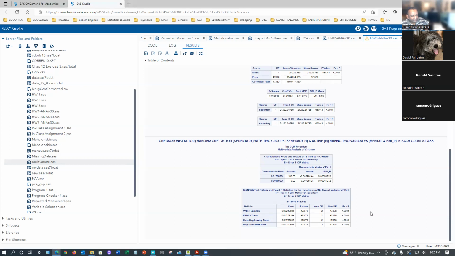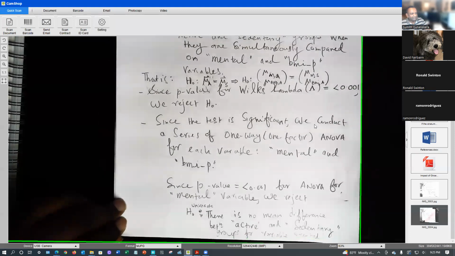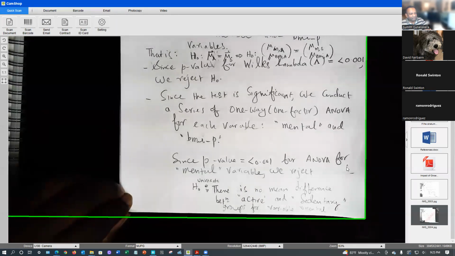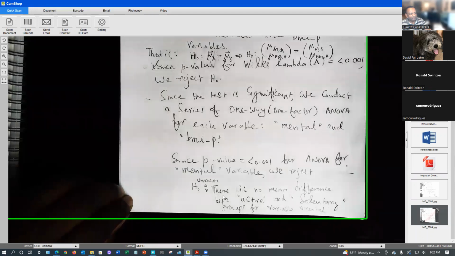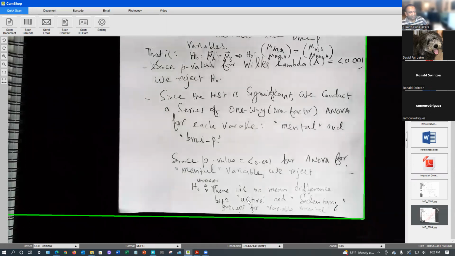Okay, then we did this one in our discussion. Since the test statistic is significant, we conduct a series of one-way analyses for the variables mental and health. Since the p-value is less than alpha for the ANOVA for the mental variable, we reject H0, which says there are no mean differences between the active and sedentary groups for the variable mental. See, there are no mean differences between active and sedentary for the mental variable.